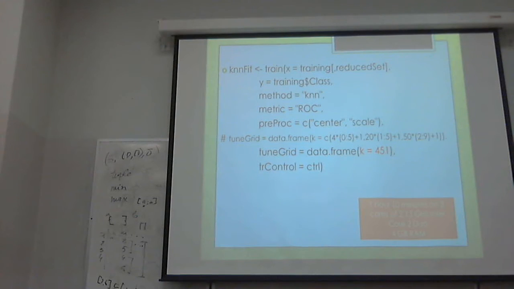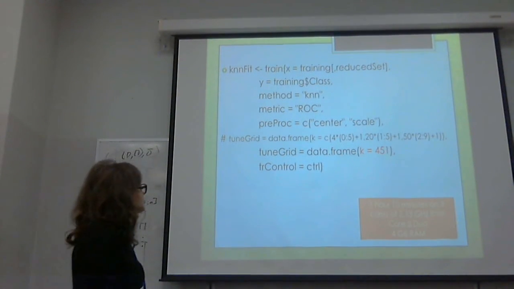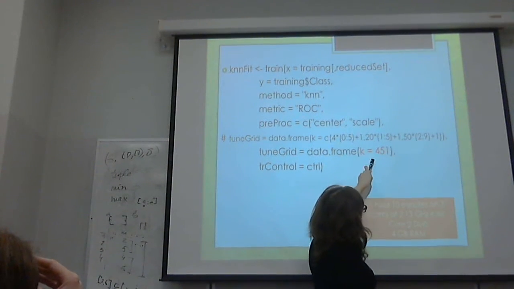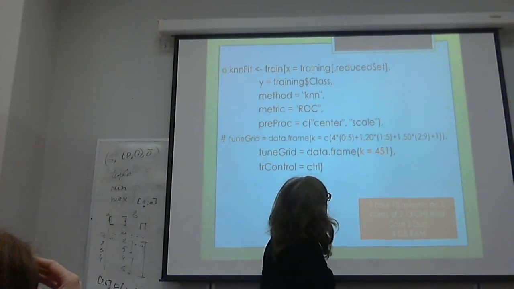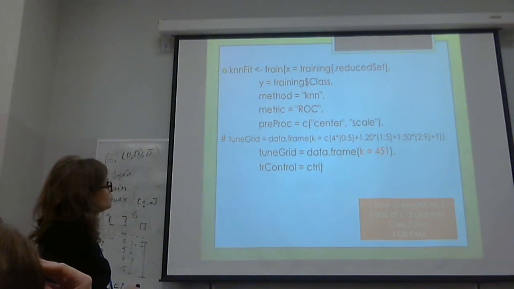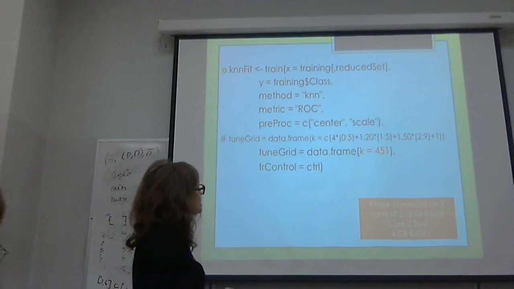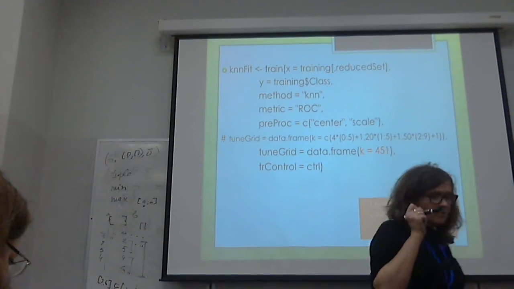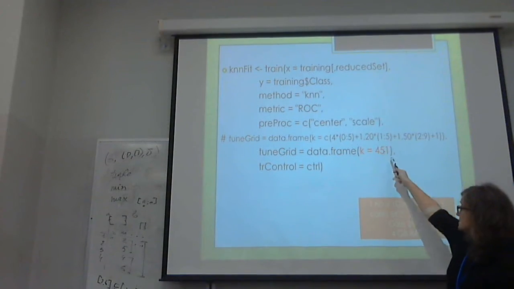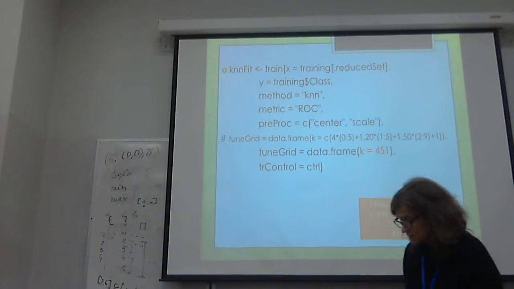I also did not run the full grid. I just looked up. In the book, they have the tuning grid that tries nearest neighbors with different values, ending up at 451. As I remember, the model performance always grew while adding these neighbors, up to 451.